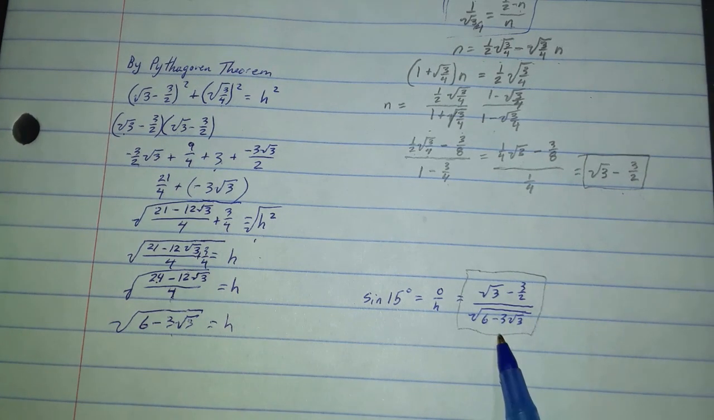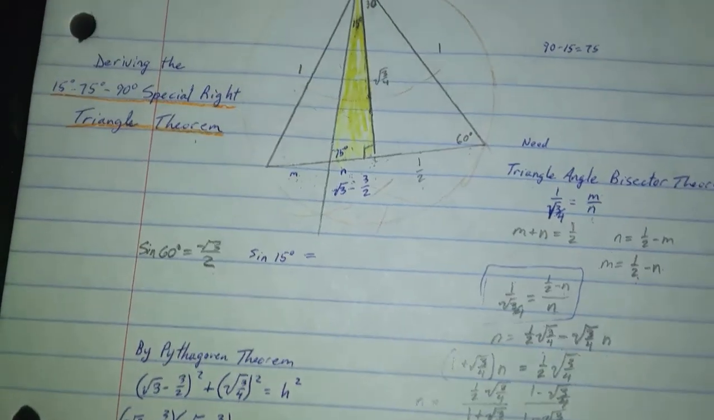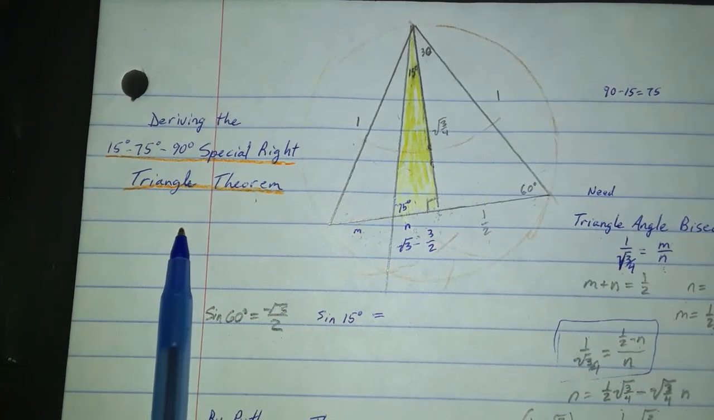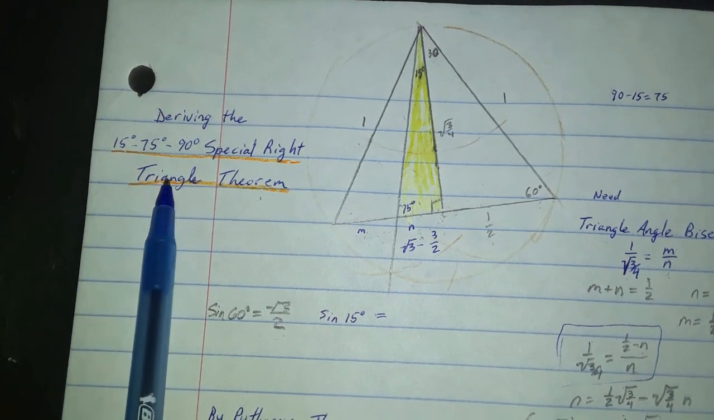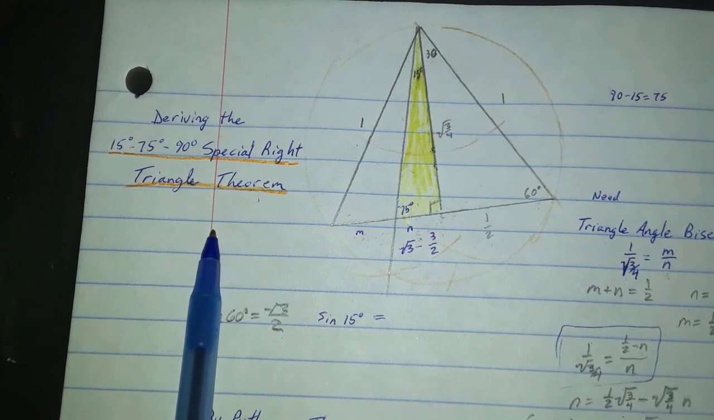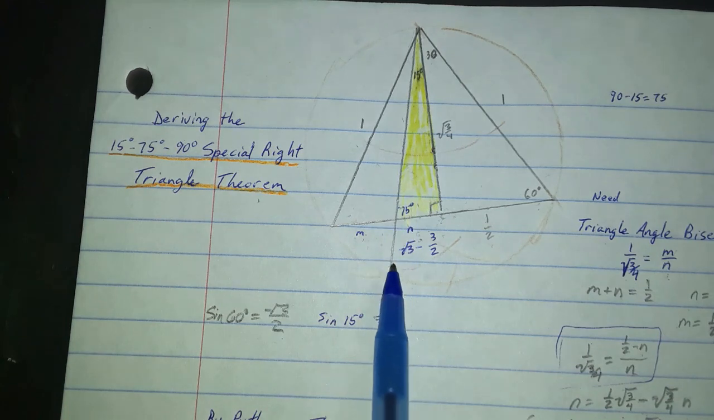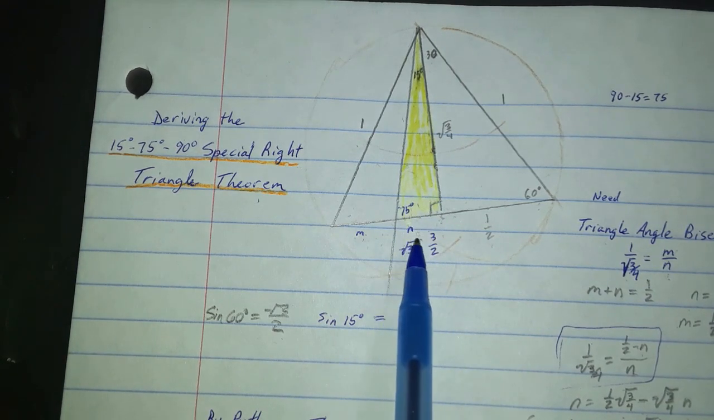And some of you may find ways to simplify this algebraically, but I've essentially determined what it is I was going to show. I have the entire triangle now filled in. So I know this hypotenuse, I know this base, and I know this height. So I've derived the 15-75-90 special right triangle theorem. And so any triangle that has these angle measures in it is going to be in the same proportion due to similarity. So this can be scaled up or down as needed to apply to those triangles.